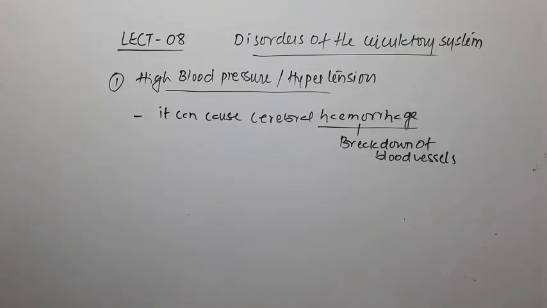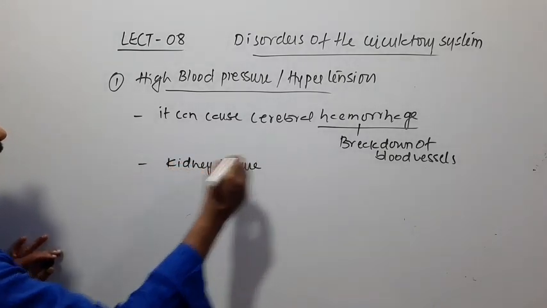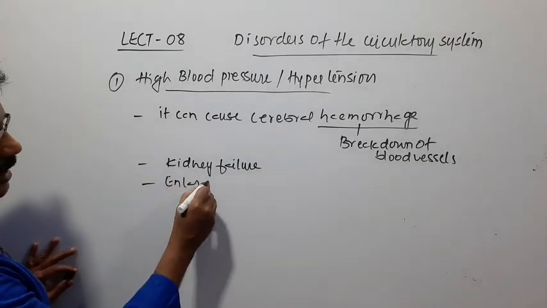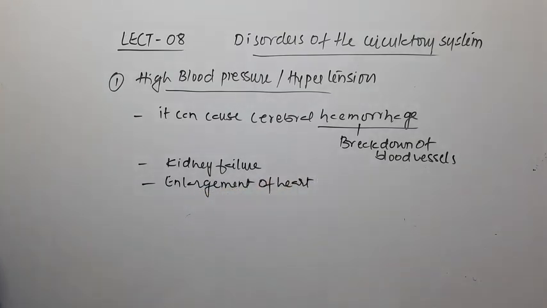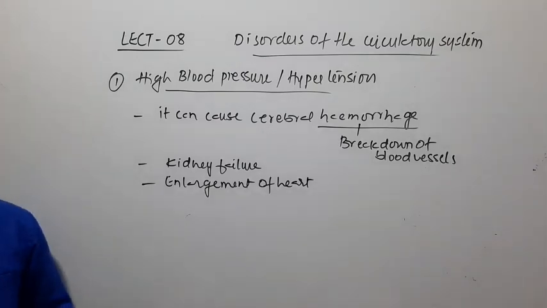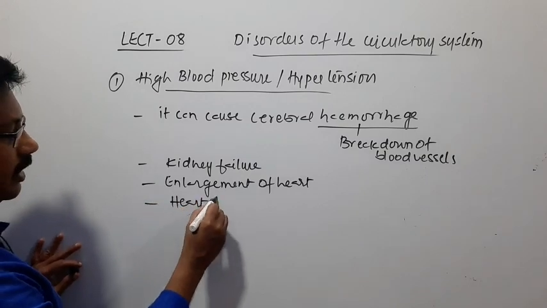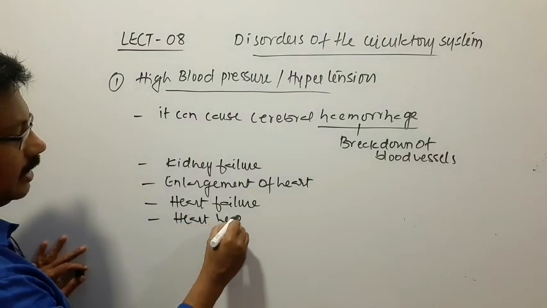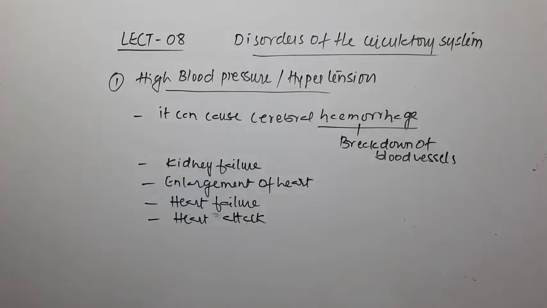Even kidney failure can take place. Then there may be enlargement of the heart due to a chronic hypertension problem. And then it can result even in heart failure or even a heart attack. So that's a small piece of information on hypertension.